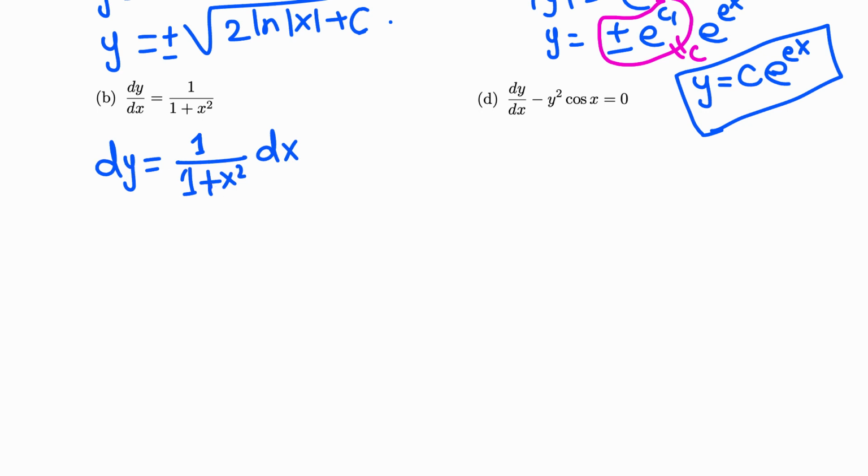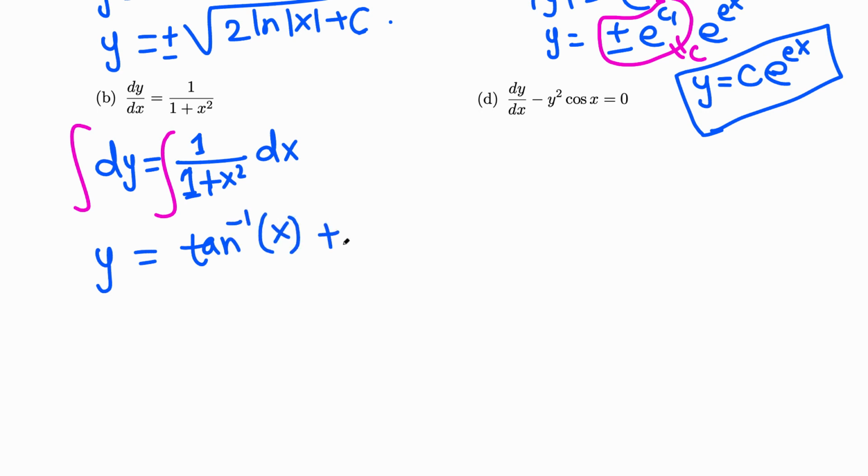Once we separate the variables, we just integrate both sides. In this case, the integral of dy is just y. And what is the antiderivative of this fraction? There is no general fraction rule, but this one is a special fraction, and we know that the derivative of arctangent, or tangent inverse, is 1 over 1 plus x squared. That means the antiderivative of 1 over 1 plus x squared is arctangent x plus some constant, and y is already isolated, so we are done.